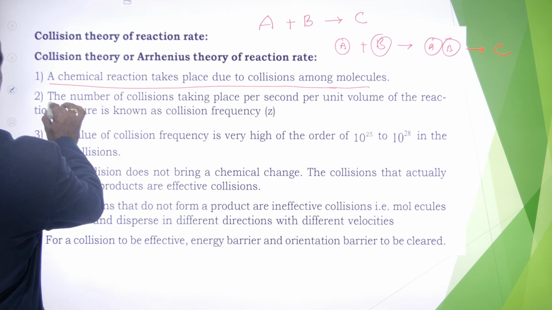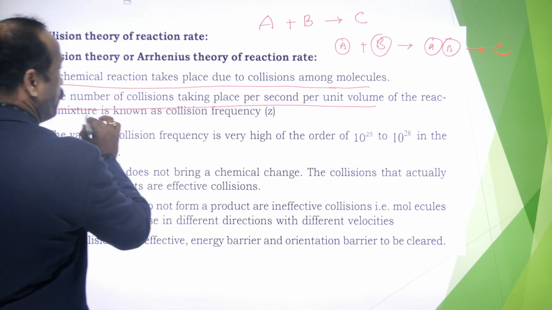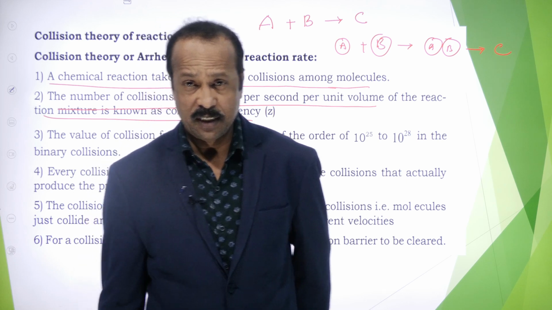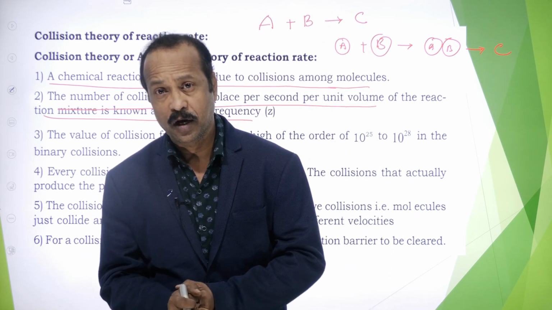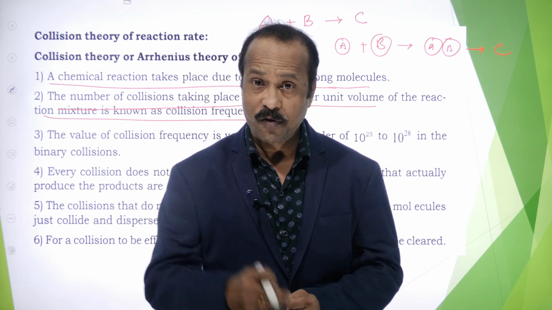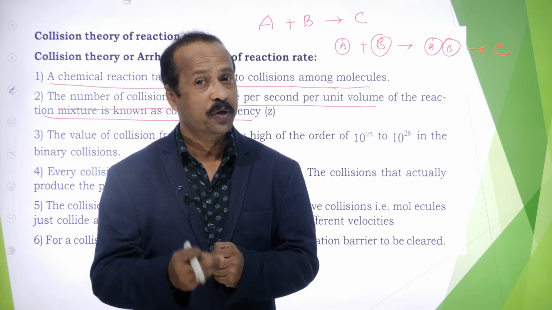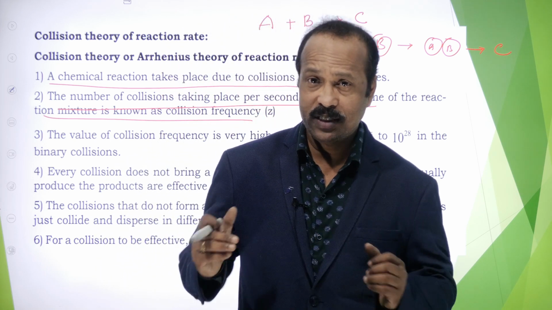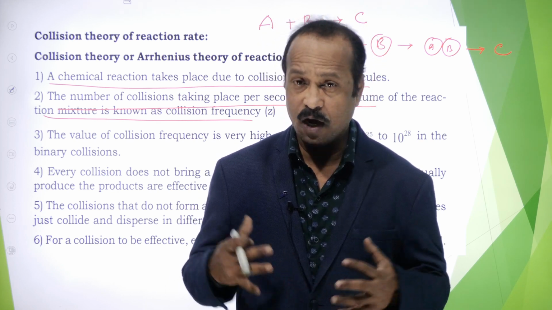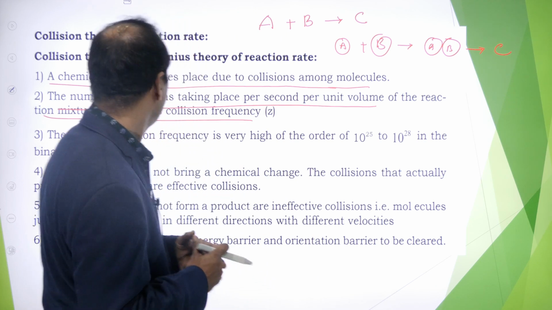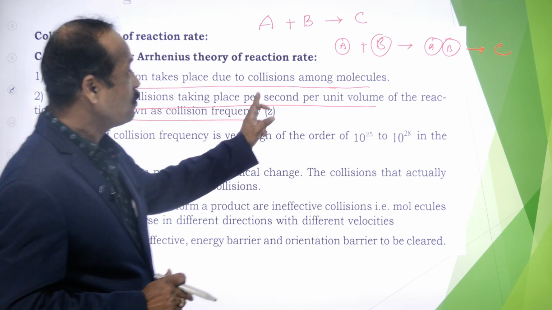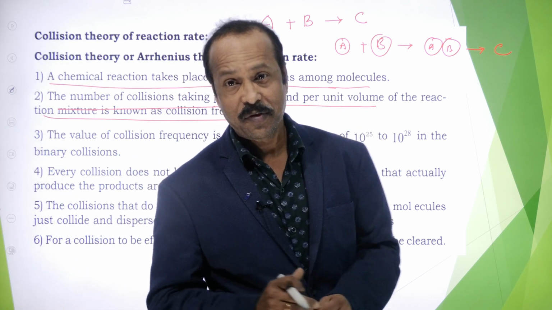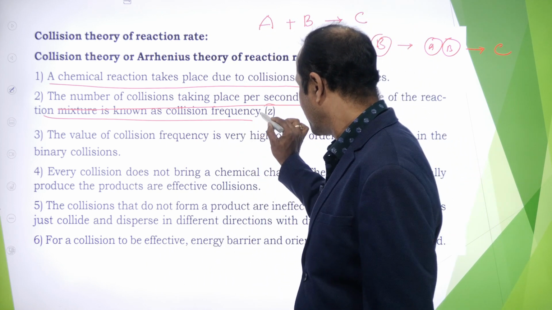Now, the number of collisions taking place per second per unit volume of the reactant mixture is known as collision frequency. This is very important. What is the collision frequency? How many molecules are colliding with each other in unit time? That is called collision frequency. The rate of reaction depends on this collision frequency, how many collisions are taking place between the molecules. Collision frequency is denoted by the letter Z.